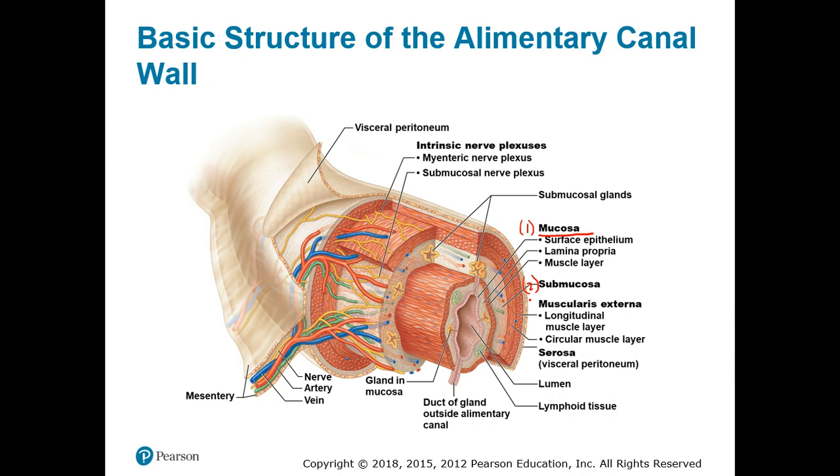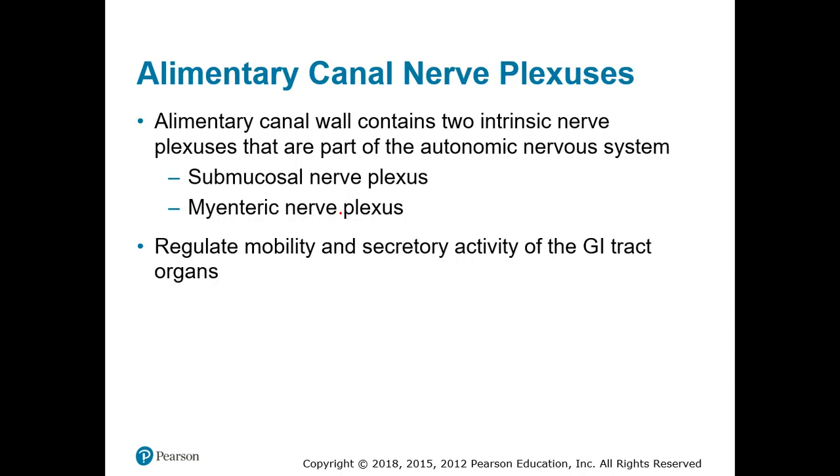The third layer is your muscularis externa. Here you can see the longitudinal muscle, and then here you can see the circular muscle. There are two layers. And the fourth one is your serosa, and this one specifically is your visceral peritoneum, which covers the whole entire digestive tract.